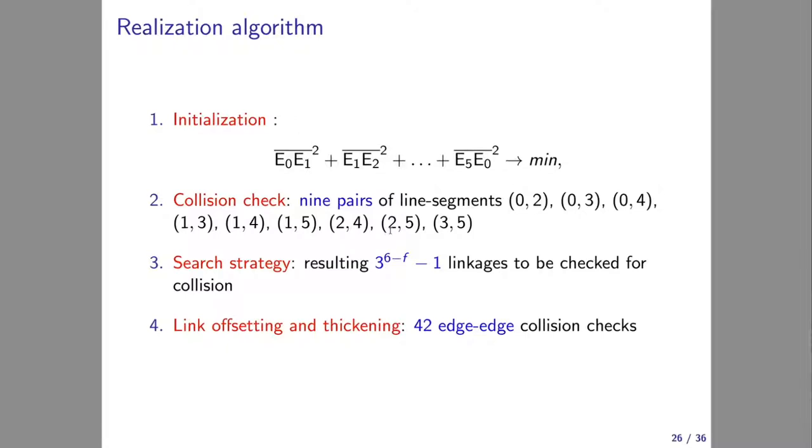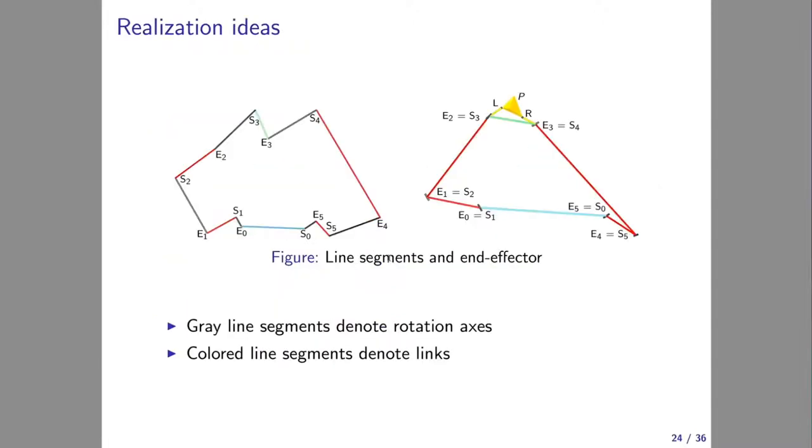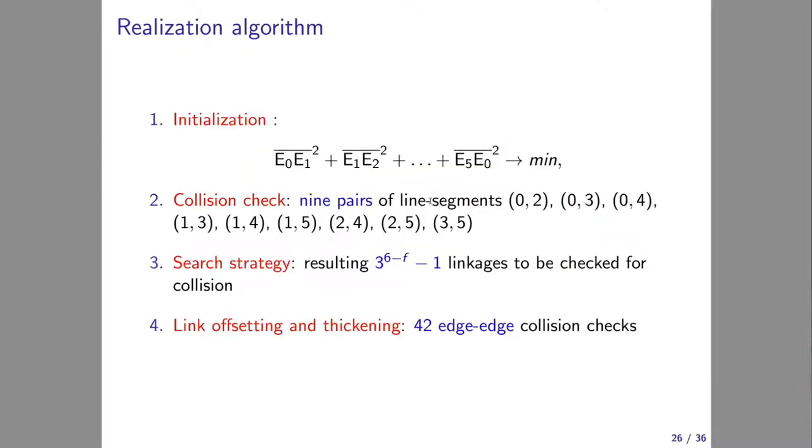If we have no collision, then we do the offsetting. But if there's a collision, we go to the search strategy, namely change the point on the rotation axis here. Change the point, the moving of the point on the rotation axis, then we go back to this nice pass collision checks.